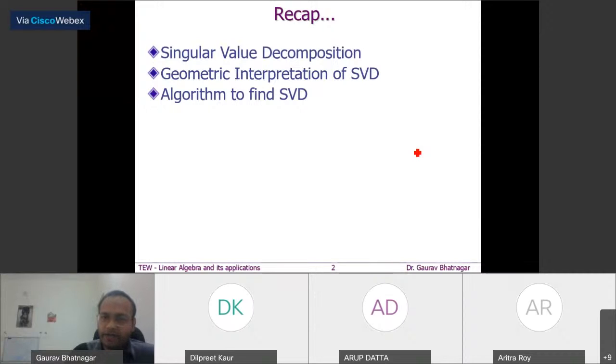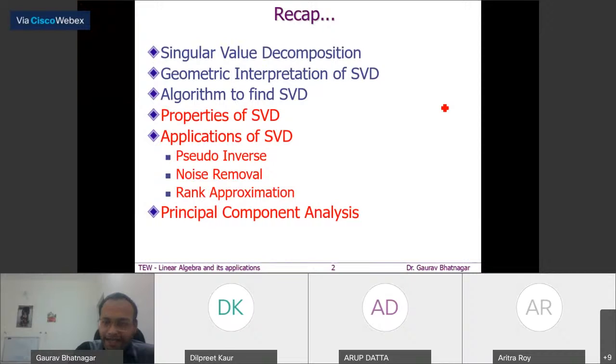Then we saw the geometrical interpretation of SVD as well, and finally we saw the algorithm and did one example. I think I gave a couple of homeworks to all of you, and I hope that you have done those small homeworks. Right now I'm not going to discuss that homework. If you have some issues in those, maybe after the end of this lecture we will discuss those. Okay, so now the agenda of today's lecture is as follows.